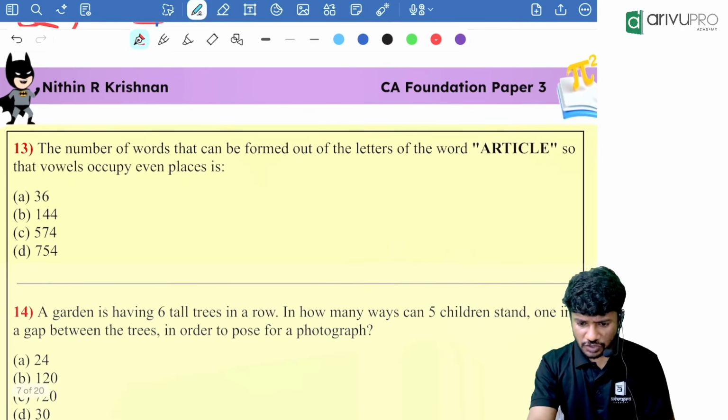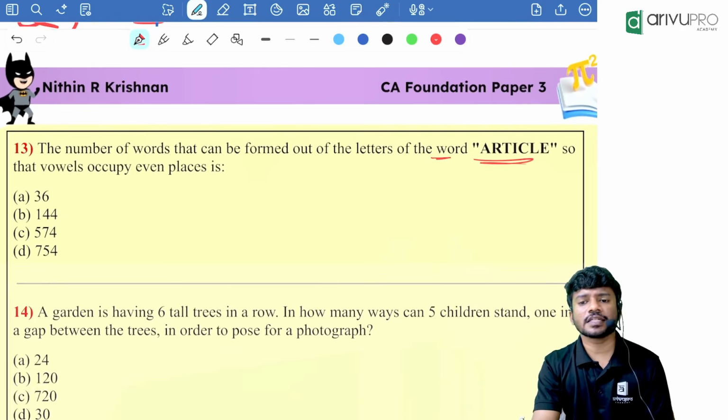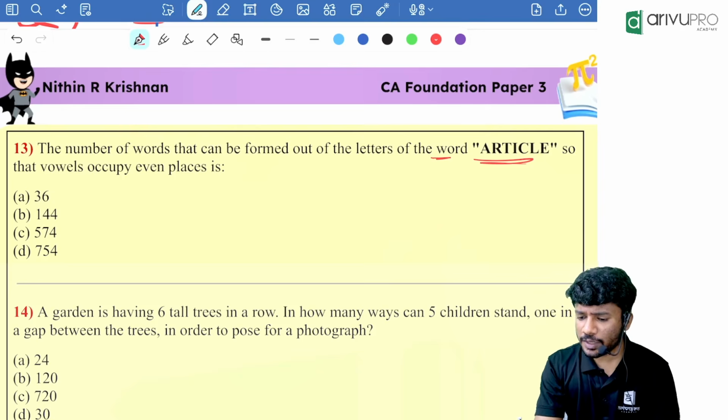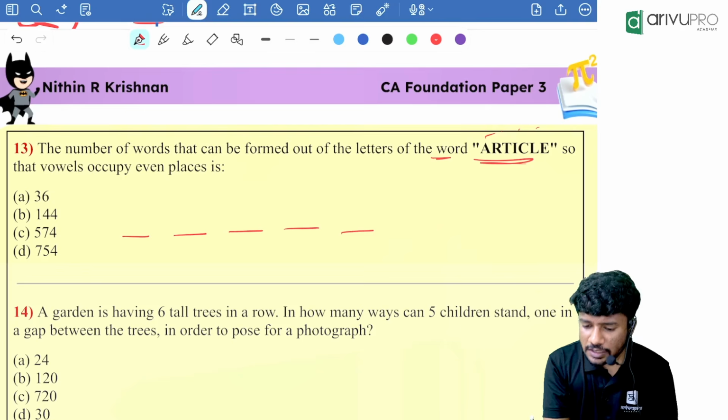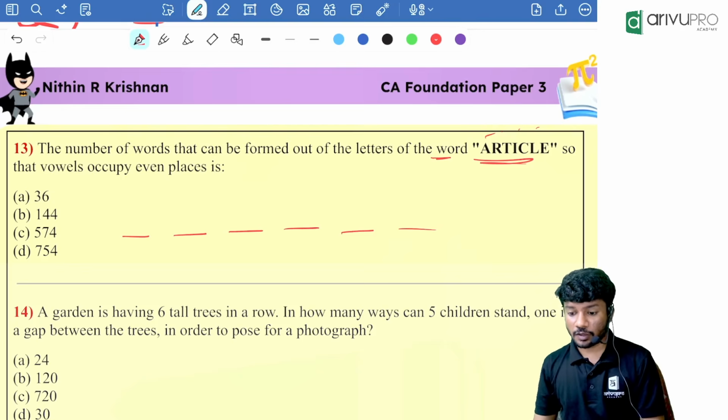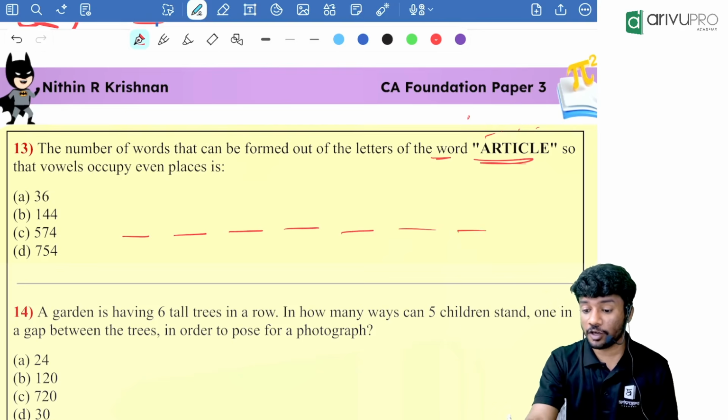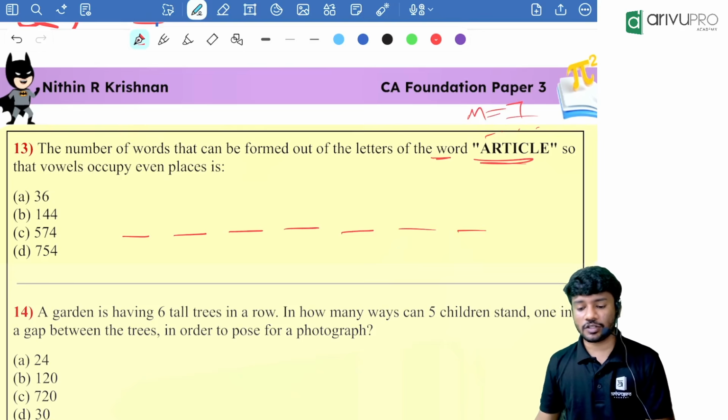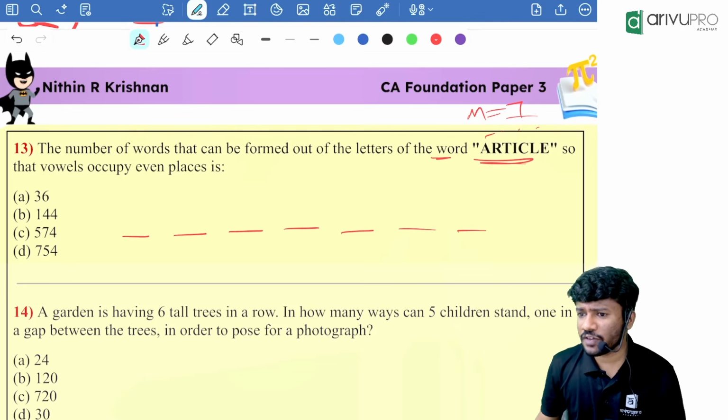Number of words that can be formed out of the letters of the word article. Article is having how many letters now? In total, 6 letters are there. So how many vacant places will be there? 6 vacant places will be there. Correct? Oh, 7 vacant spaces. N is equal to how much? 7 over here. That means in total, 7 vacant places are there.